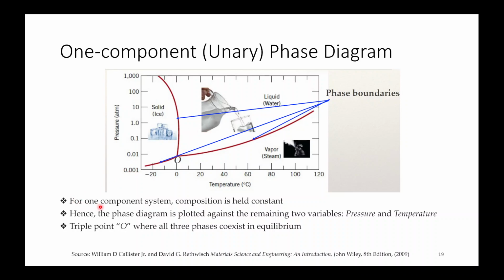Now for a one component system, composition is held constant. Hence the phase diagram is plotted against the remaining two variables, pressure and temperature, and at your triple point all the phases coexist in equilibrium.